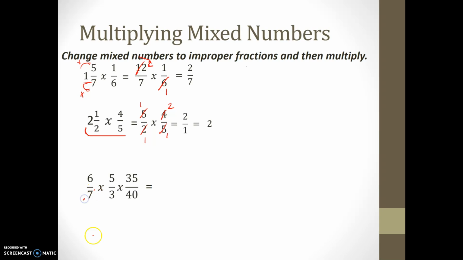So let's take a look at the 7 and 35. We can actually cross cancel those two at the same time. So I'll divide that by 7, and I'll divide the 35 by 7. I get 5. And let's see, I could cross cancel the 5 and 40. I'll get 1 here and 8 here. And then I could cross cancel the 6 and the 3.